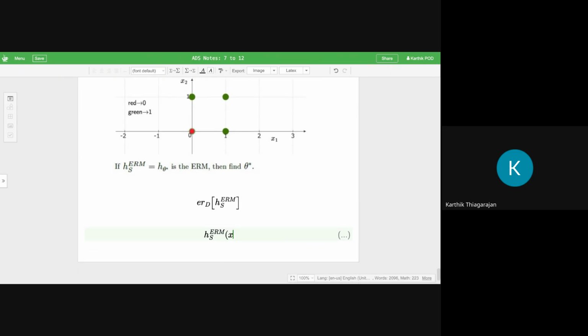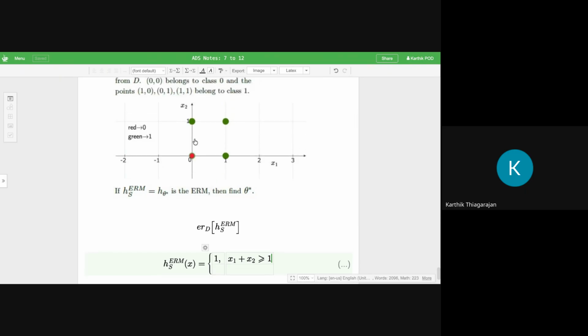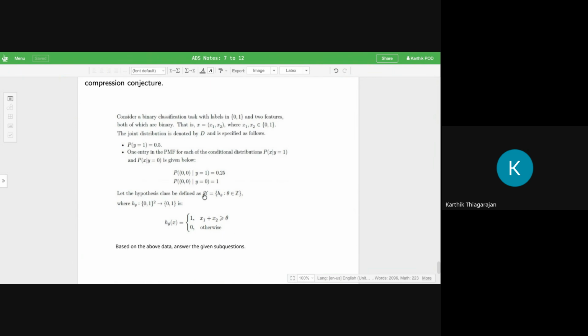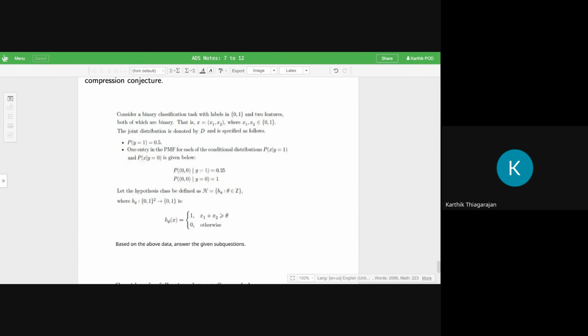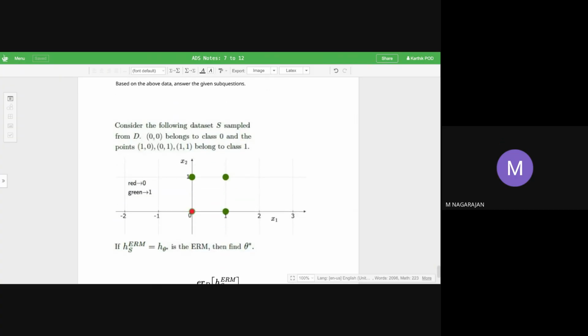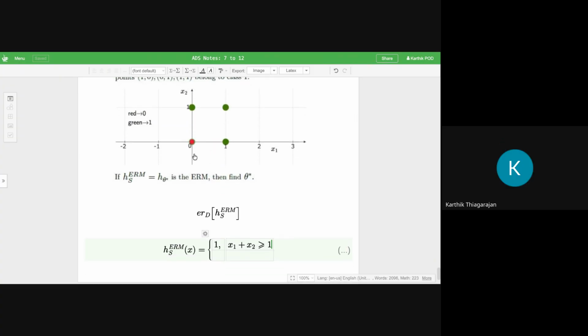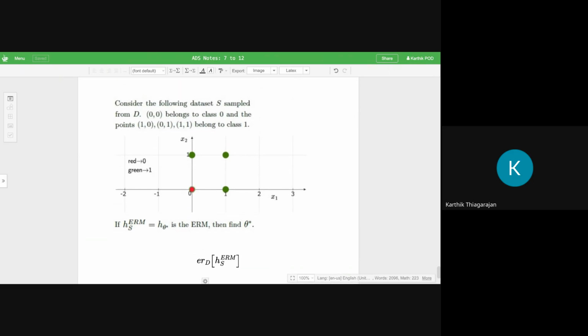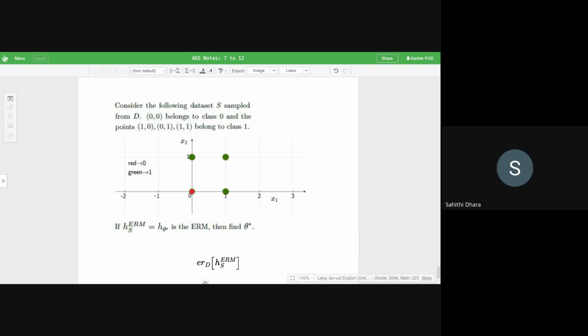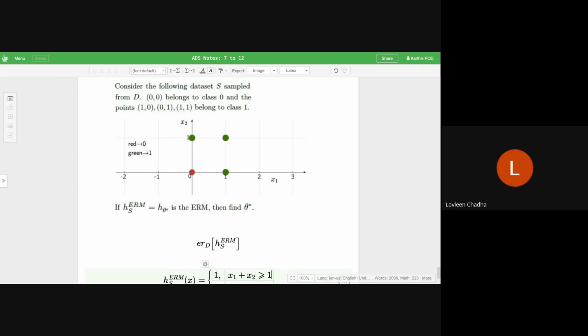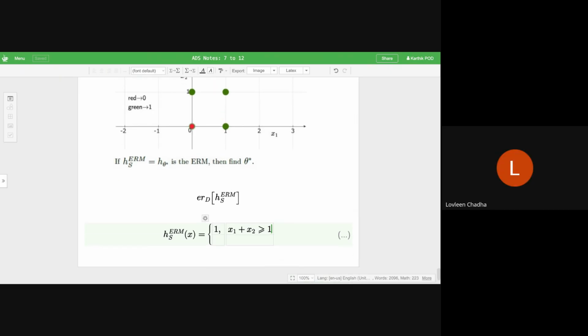So h_SERM in this case is equal to 1 if x1 plus x2 is greater than or equal to 1, which would mean greater than or equal to 2, right? Isn't it 2? No, one. Because only 0, 0 is classified as red. It's 1 0 and 0 1. So that's a line which is going diagonally, 1 0 and 0 1.